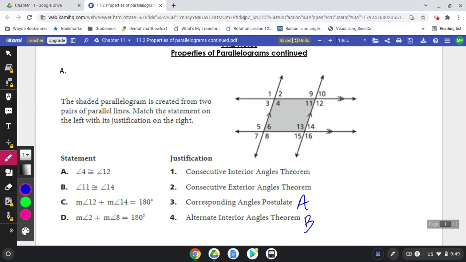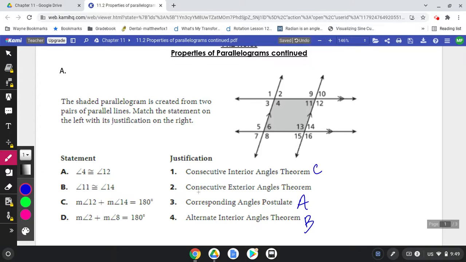Now these next two both add up to 180. They're supplementary. If we look here, 12 and 14, they add up to 180. They are both on the interior, and they would be consecutive interior because they're on the same side. Same side interior is another name. So that'll be number 1.